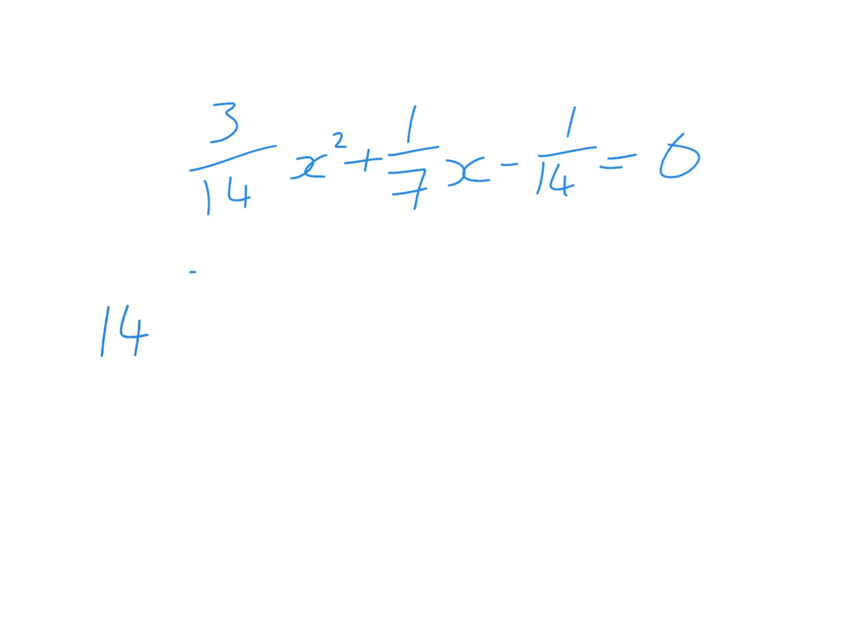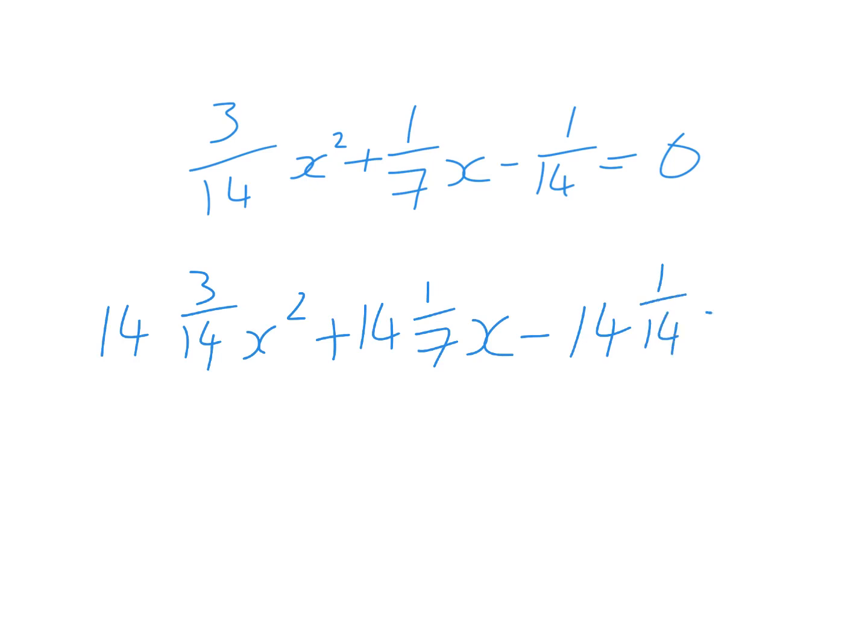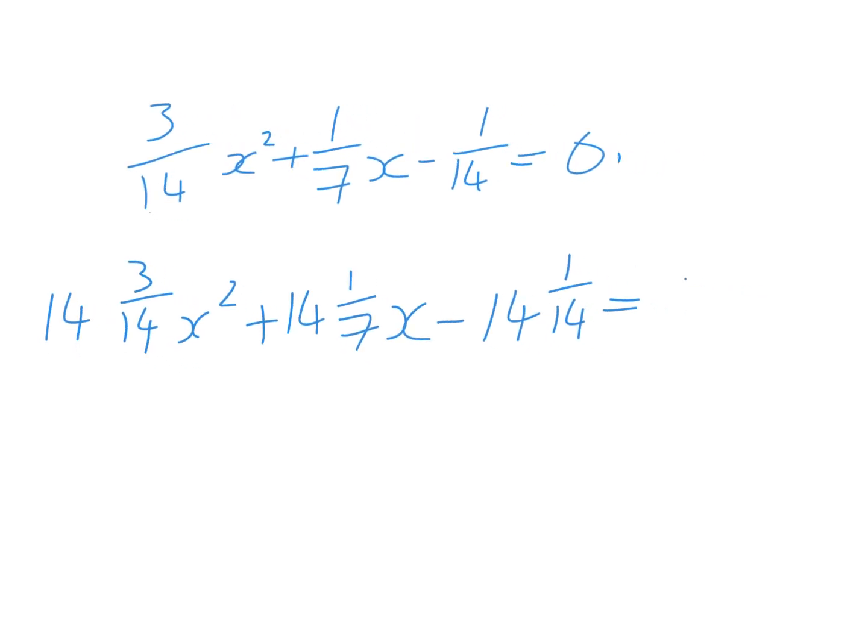So it's going to be 14 times 3 over 14x squared. It's going to be 14 times 1 over 7 times x. That's a minus there, so I have to be careful. And it's going to be 14 times 1 over 14. And then the 0 also needs to be multiplied by 14.